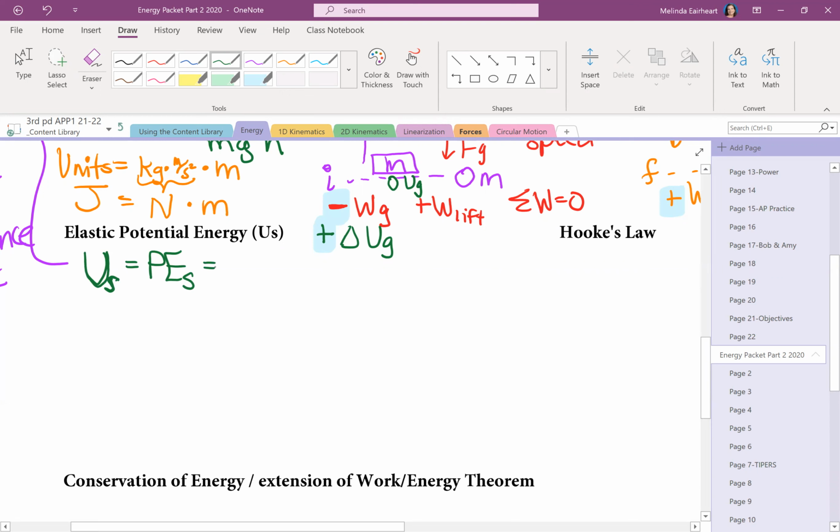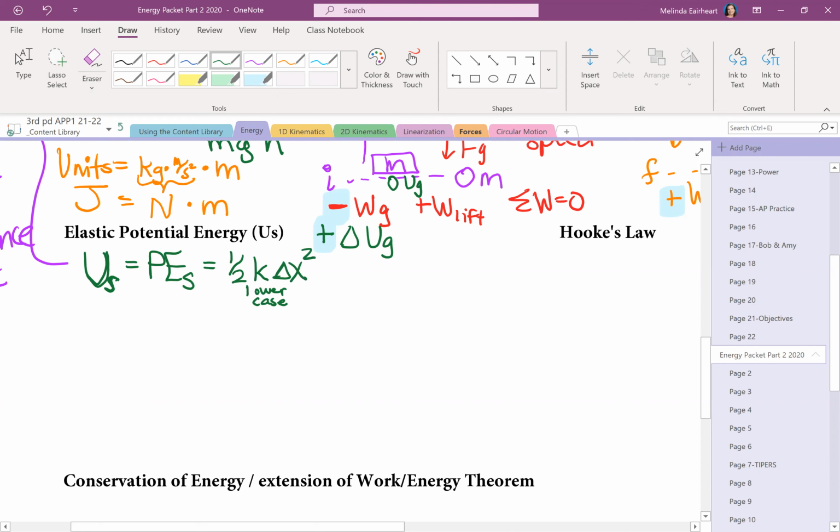is not constant like gravity. It's more like an average force. And so it turns out to be 1/2 k. Ooh, I need to write a lowercase k. Be careful with your case. So this is a lowercase k, and then delta x squared.